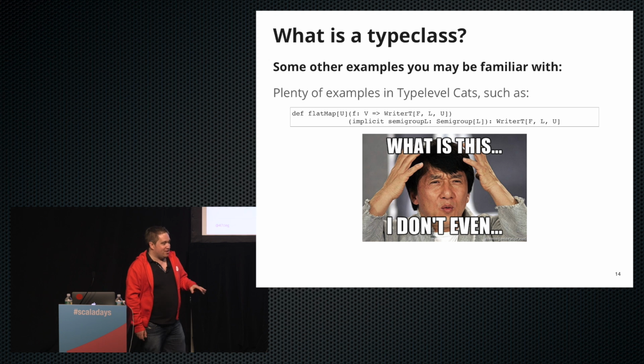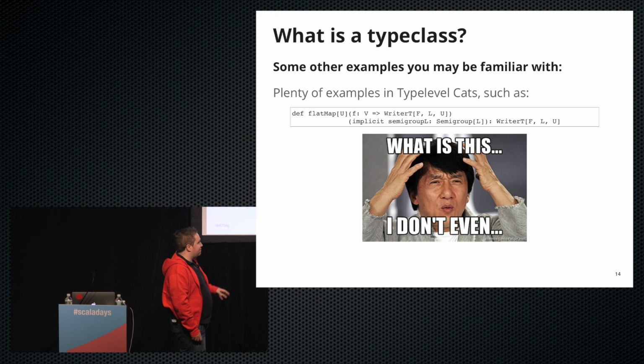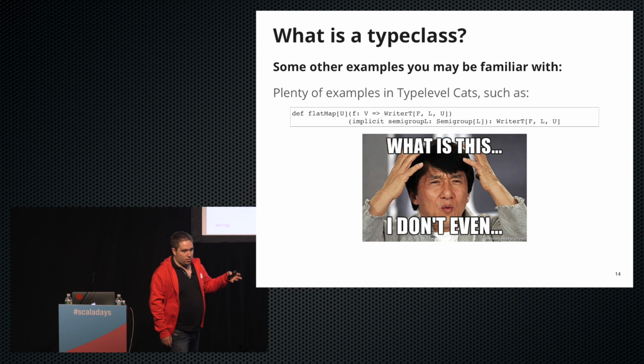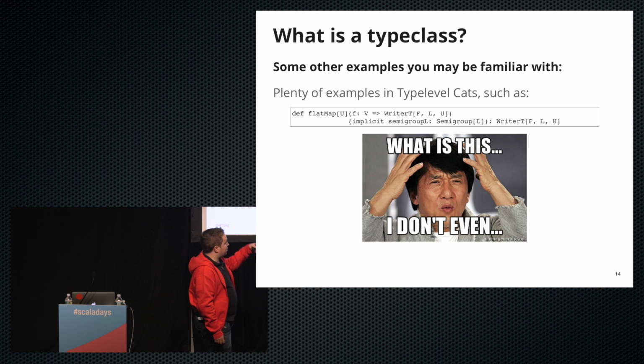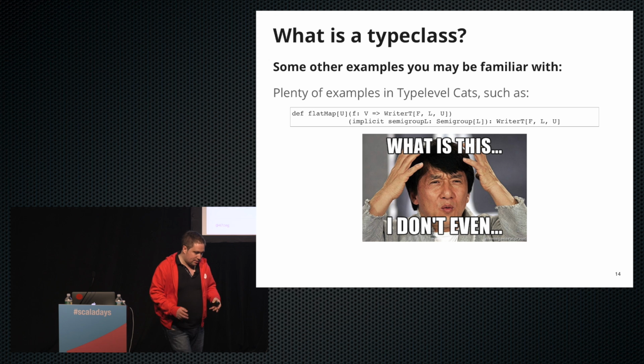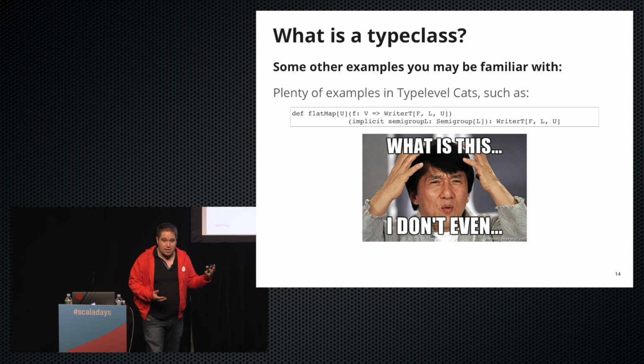I purposefully showed this because even if you're not familiar with this, really all we want to say here is that in order to use this method, this L type has to have a semigroup instance. And it doesn't matter now if you know what a semigroup is or not. All we're saying here is that in order to use this, L must be a semigroup. And what you tend to find is the more you start to use mechanisms like this, the more information you can pull out of type signatures here.